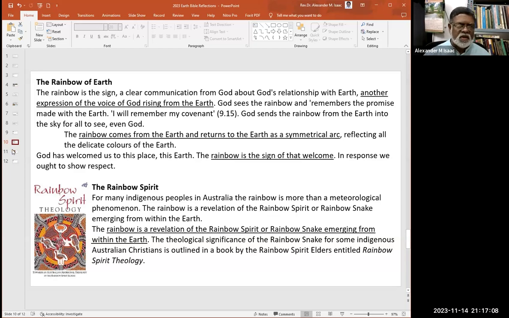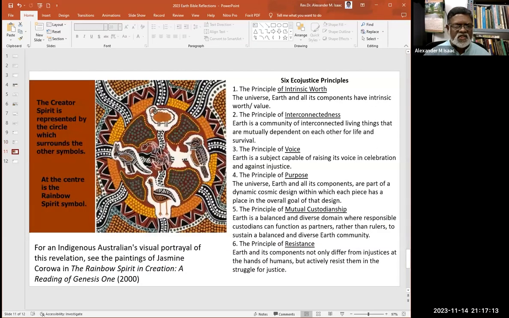This is a picture. I think that picture is here. This is like a snake. All other creatures are shown here, birds, sheep, and kangaroo. We can see the creator spirit is represented by the circle, which surrounds the other symbols. At the center is the rainbow spirit symbol, which is interconnected. This is taken from the title page of a book, Rainbow Spirit in Creation, a reading of Genesis 1. Here we have the 6 eco-justice principles: intrinsic worth, interconnectedness, voice, purpose, mutual custodianship, and resistance.